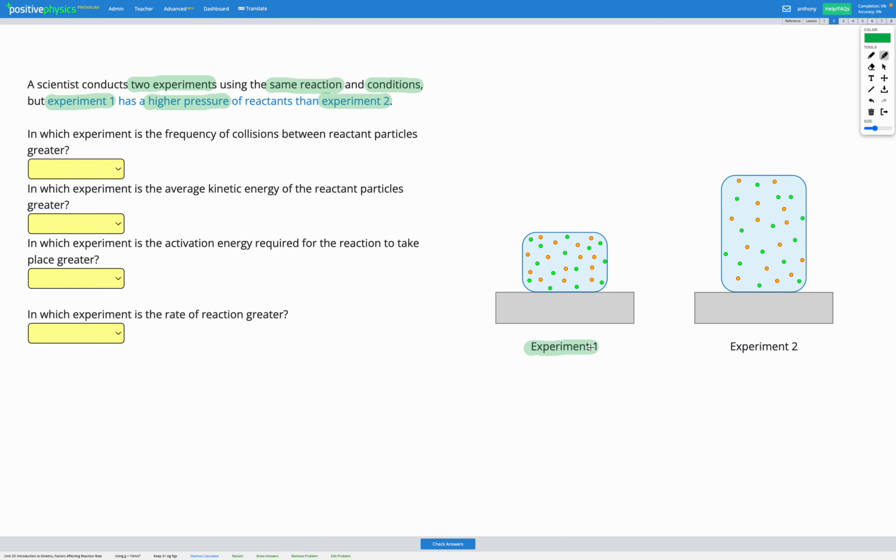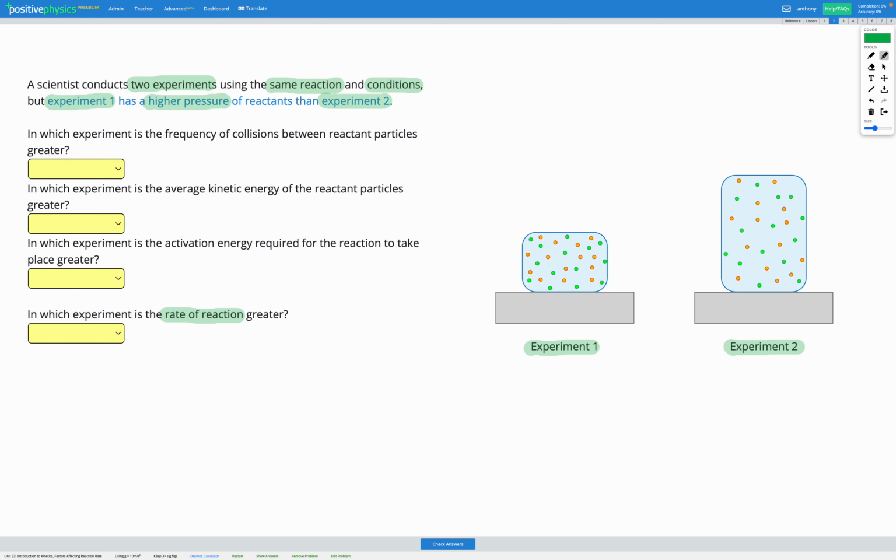In experiment 1 versus experiment 2, we've got the same number of particles of each type, but in experiment 1, they're in a smaller volume, so they've got a higher pressure. However, we're told it's the same reaction and same conditions, so we're going to assume they have the same temperature. Our goal is to figure out in which experiment the rate of reaction is greater.